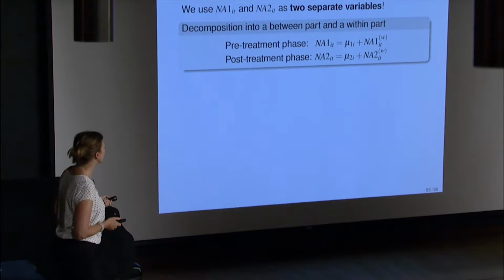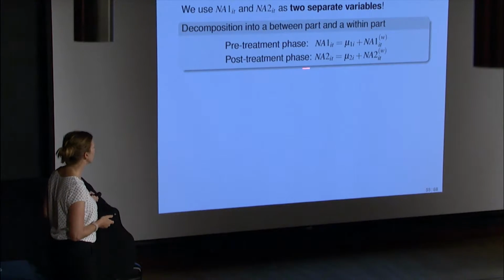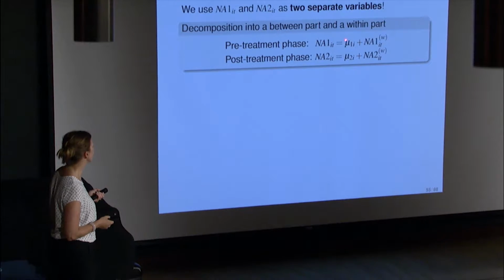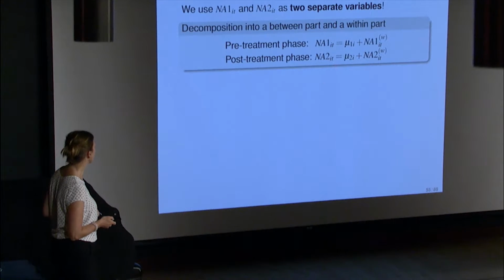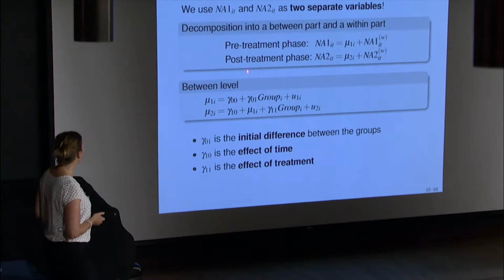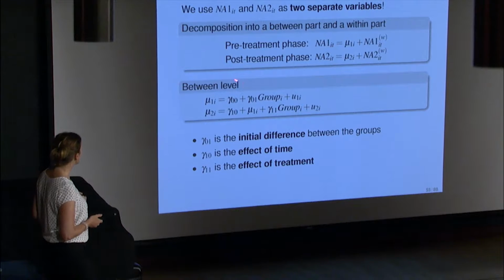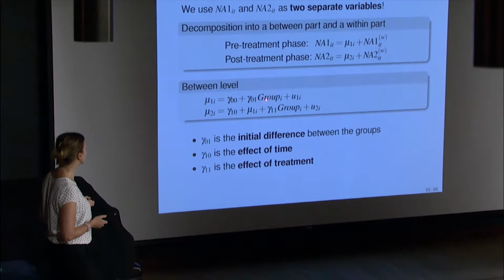In the decomposition, it's just as it always is. A variable is split up into a mean for that person and a temporary deviation from that mean, which ends up in the within part, and the mean ends up in the between part. At the between-person level, I'm specifying the mean, regressing it on the dummy variable group.